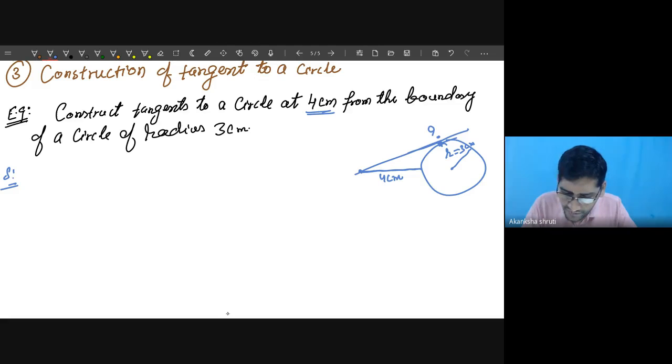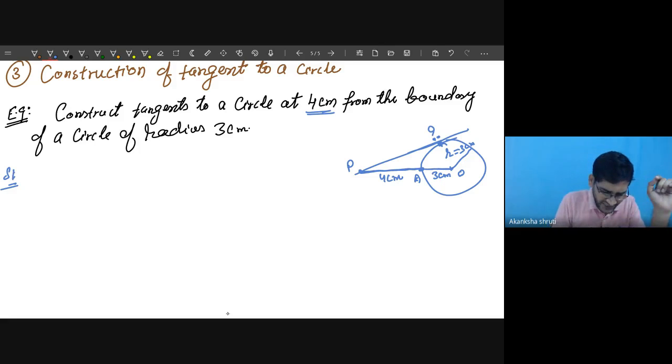This point P, which is the external point, is 4 centimeter from this periphery. Consider the center as O, and a point on this circumference as A. Then OA is also 3 centimeter. Sometimes the distance of the external point from the center itself is given. So you should be careful whether the distance from the circumference or boundary is given, or the distance from the center of the circle. So that is your point number 1.